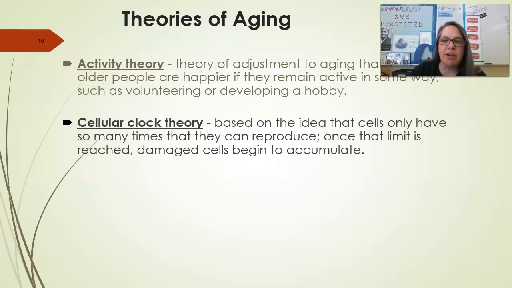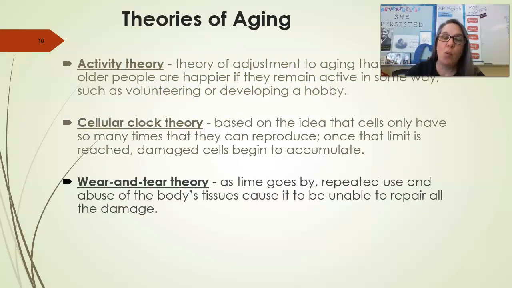The cellular clock theory is based on the idea that cells only have a finite amount of time in your body, only so many times that they can reproduce and regenerate themselves. So once that limit is reached, damaged cells begin to accumulate in your body, and that's when diseases and disorders can happen. Wear and tear theory: as time goes by, repeated use and abuse of your body's tissues and muscles and joints make it so that they're unable to repair themselves.